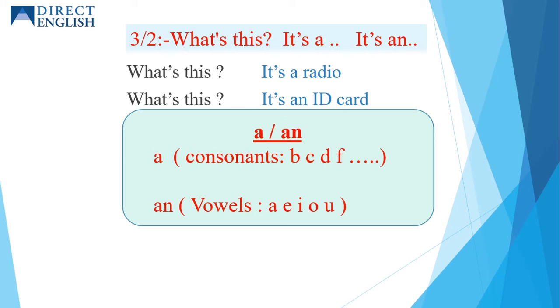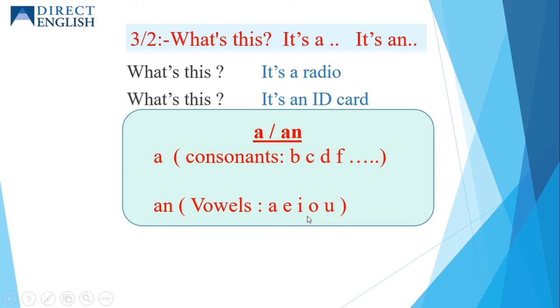Now let's learn the vowels because they are only 5, but the consonants are 21. You know that the letters in English are 26, so let's start with vowels. So the vowels are A, E, I, O, U. Again, what are the vowels? They are only 5 in English. A, E, I, O, U.